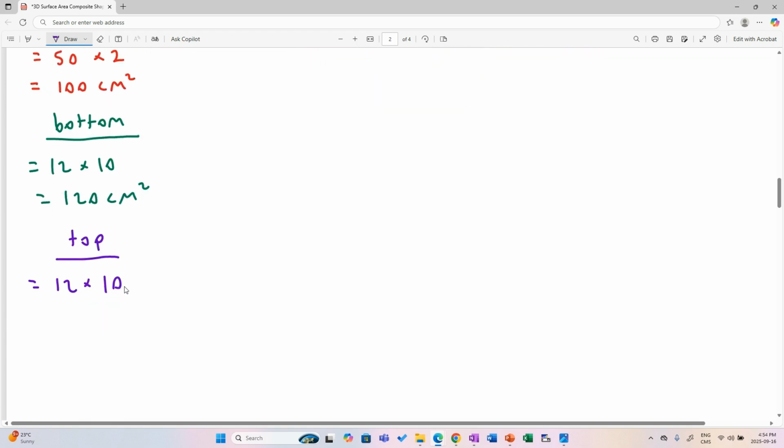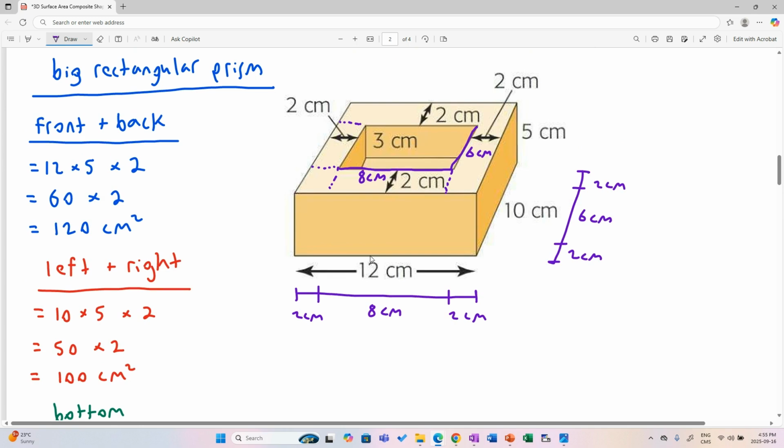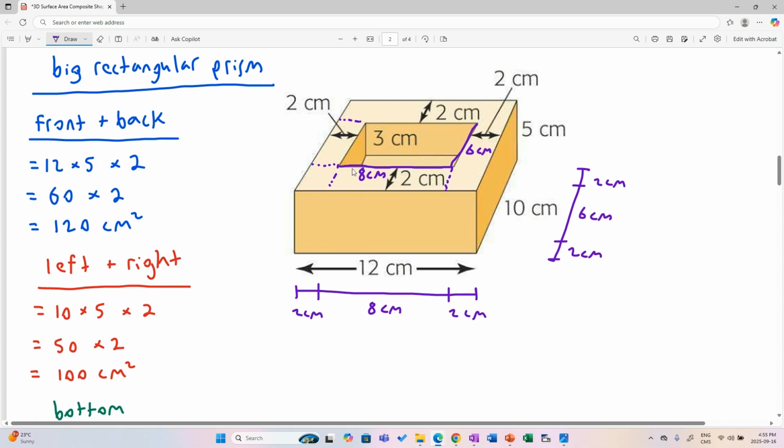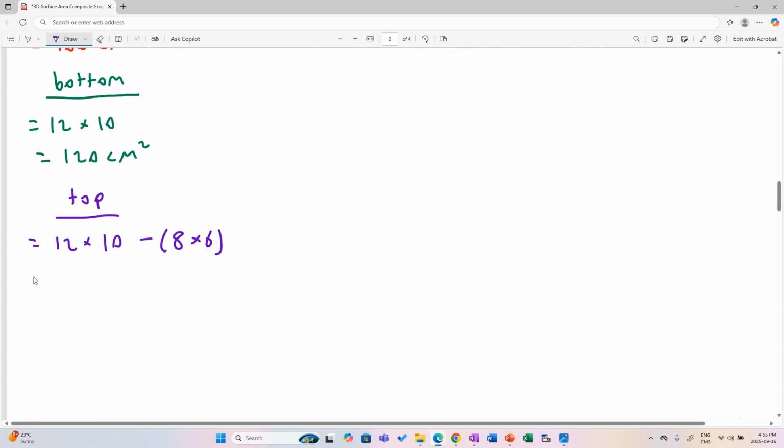So I initially have 12 times 10, but I have to subtract 8 times 6 to find the area of the top. Because like I said, the bottom is the same as 12 times 10. The bottom is the same as the top, but the top just has this rectangle cut out from it. So I'm going to subtract 8 times 6 from it. 12 times 10 is going to be 120. 8 times 6 is 48. If I subtract that, 120 minus 48 is going to be 72. So the top area is going to be 72 here.